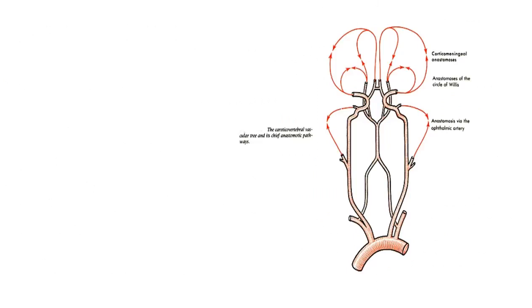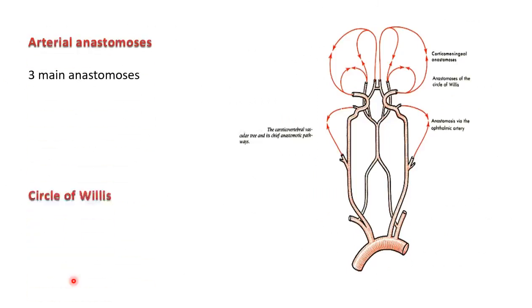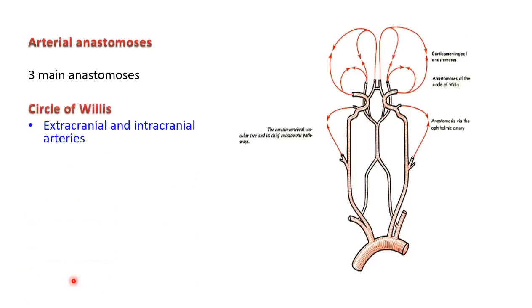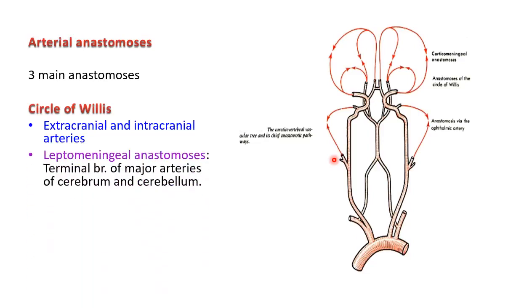Okay, so now we are going to see one of the anastomoses, which is called the circle of Willis. Three main types you come across. One is extracranial and intracranial arteries: branches of the ophthalmic artery, which is from the internal carotid, anastomose with branches of the external carotid artery. This you come across in the face and scalp, the supratrochlear and supraorbital arteries. Let us not go into those details.